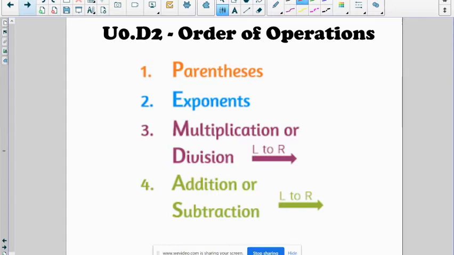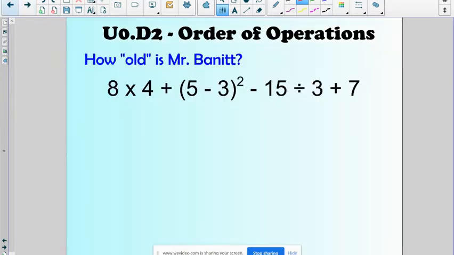So if we go back to the problem, how old is Mr. Bannett? The very first thing we want to do is anything inside parentheses or grouping symbols. So we see we have the 5 minus 3 in parentheses, so we're going to start with that. Everything else stays the same.